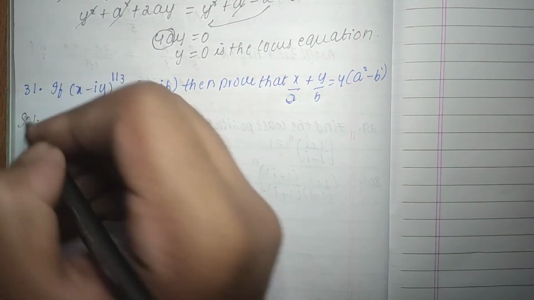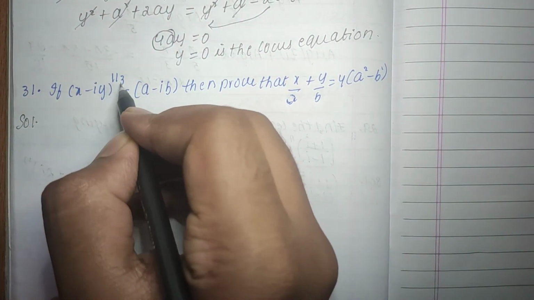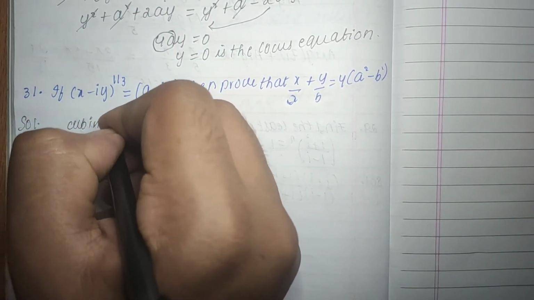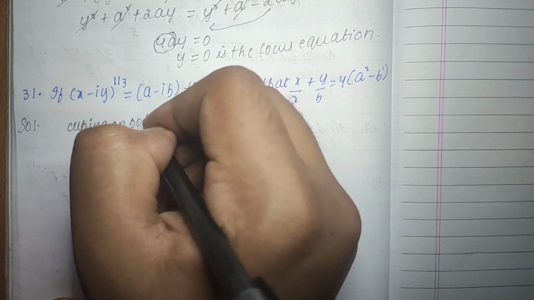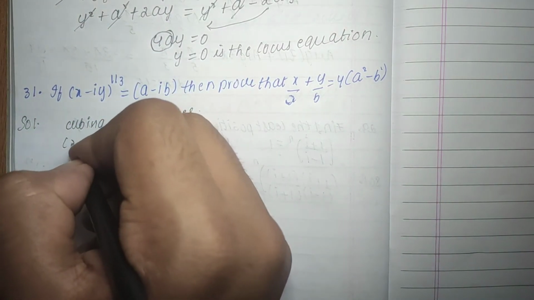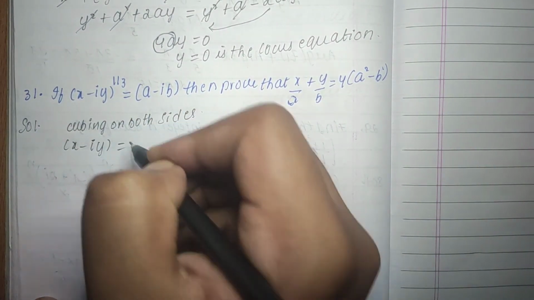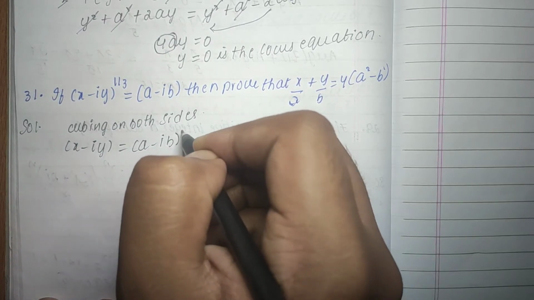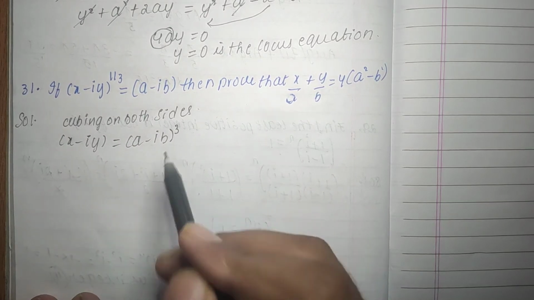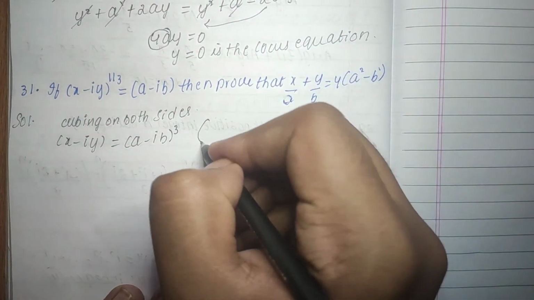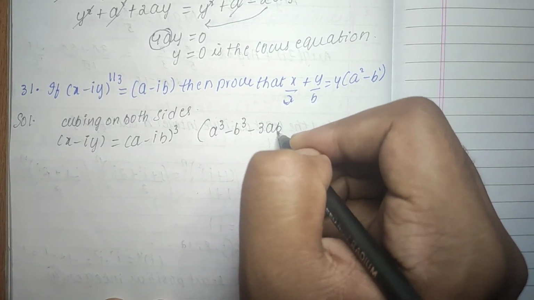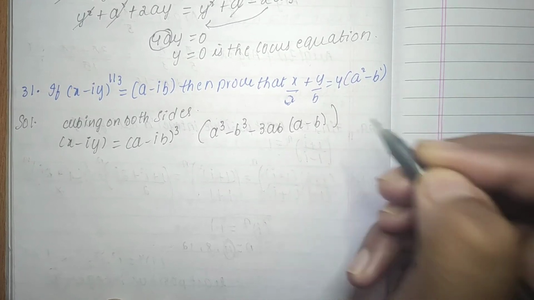Solution. To eliminate this 3 in the denominator, cubing on both sides. Cubing on both sides. So x minus iy is equal to (a minus ib) whole cube. So this is on the formula of (a minus b) whole cube, which is a cube minus b cube minus 3ab into (a minus b).